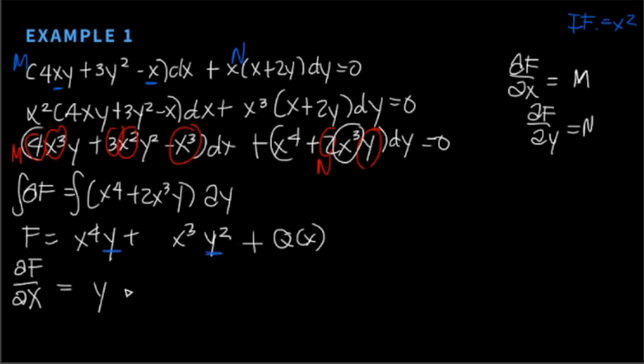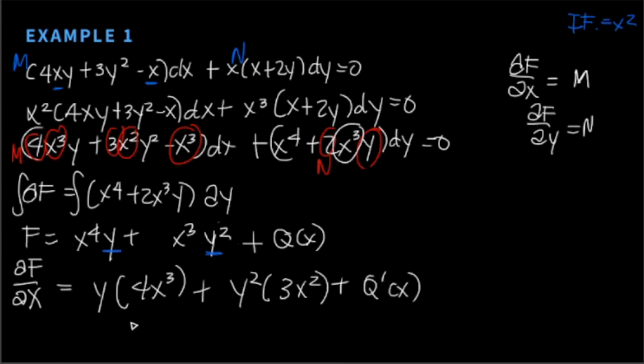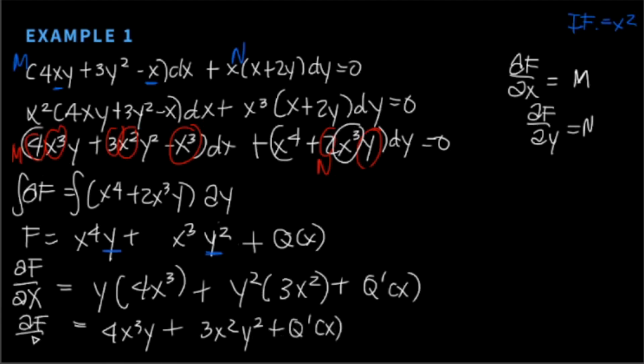Copy natin yung constant y. Differentiate natin yung x raised to 4 na magiging 4x cubed, plus copy natin yung constant y squared times differentiation ng x cubed, that will be 3x squared, plus q prime of x. So, ngayon simplify natin to, magiging siyang 4x cubed y plus 3x squared y squared plus q prime of x. So, yan yung df over dx natin.